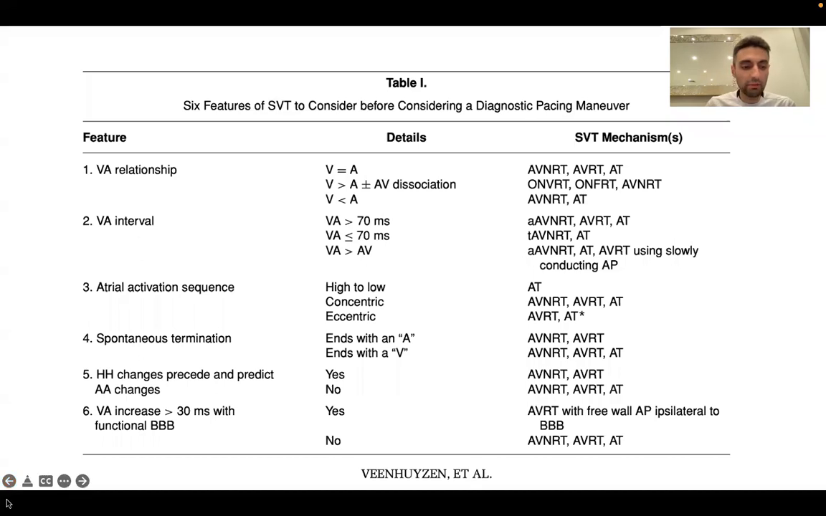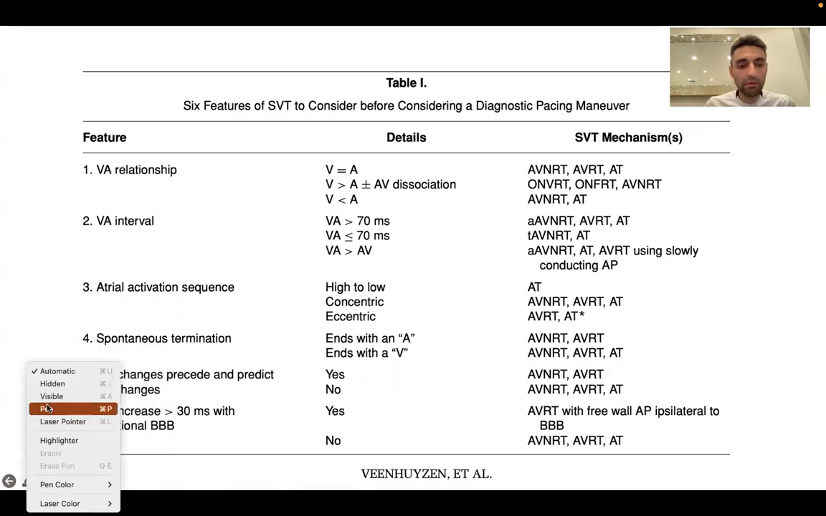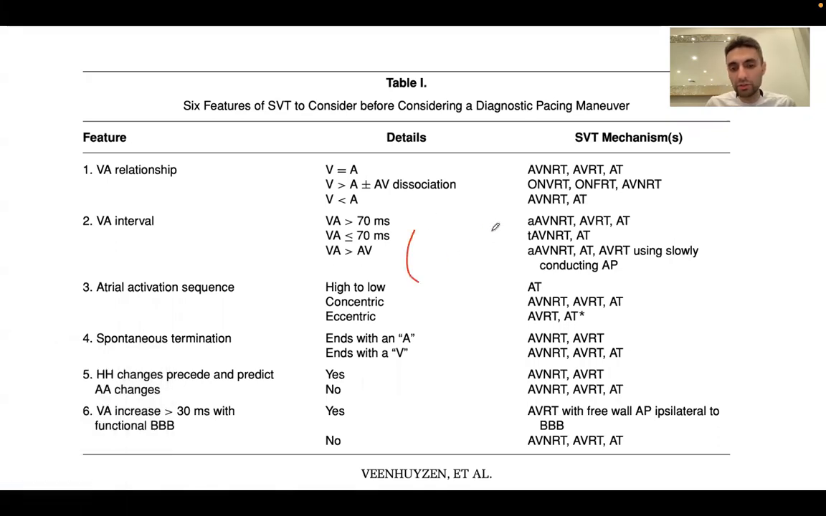Okay, I think I went through this last time quickly. Let me just find my pen. Imagine this is your circuit. Okay, you're going down the AV node, up a left accessory pathway, and then down the AV node. Okay, if the patient developed left bundle branch block during the tachycardia, it will go down the right bundle and then up the left.